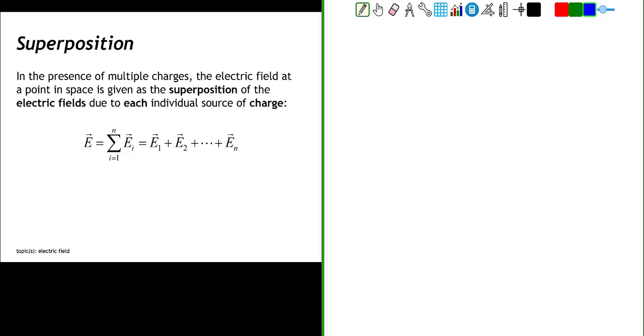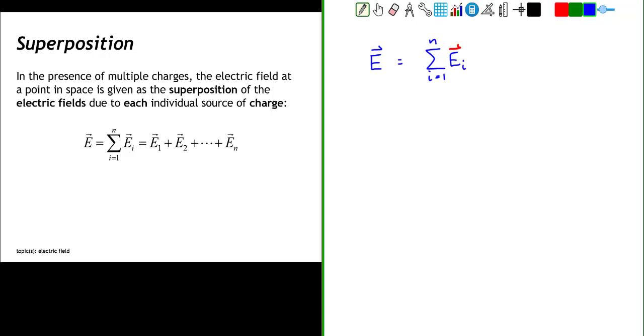In the presence of multiple charges, the electric field at a point in space is given as the superposition of the electric fields due to each individual source of charge. So in other words, when you sum up all of the electric fields due to all of the different charges and charge configurations in your region of space, you end up with the net electric field. This follows the superposition principle.